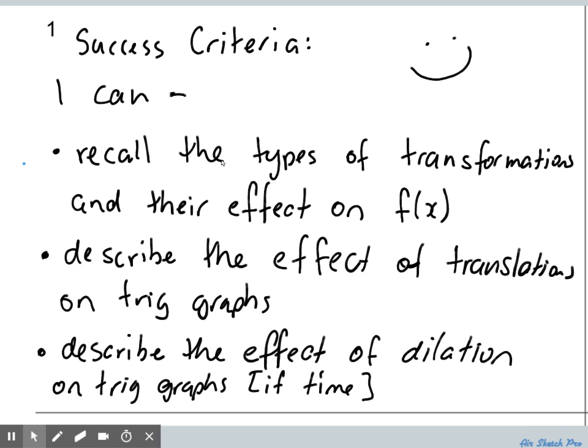Success criteria for today. In today's lesson and over the next couple of lessons, we're going to work on transformations of the sine, cosine, and tangent functions. We'll look at all three, but we'll particularly focus on sine and cosine. They're where the action's at, really.